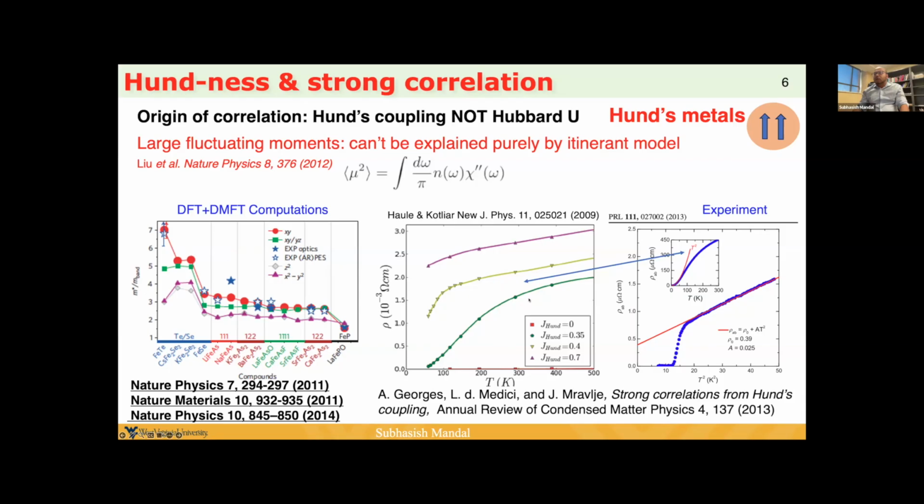And then we also learned that with zero Hund's coupling, we see kind of Landau Fermi liquid behavior in the resistivity with temperature. But if we turn on the Hund's coupling, then at high temperature it is quasi-linear, going to an incoherent bad metal, and at low temperature it becomes a Fermi liquid. And this was later also confirmed from experiment. So this coherence-incoherence crossover was also discovered for this bulk class of iron-based superconductors.